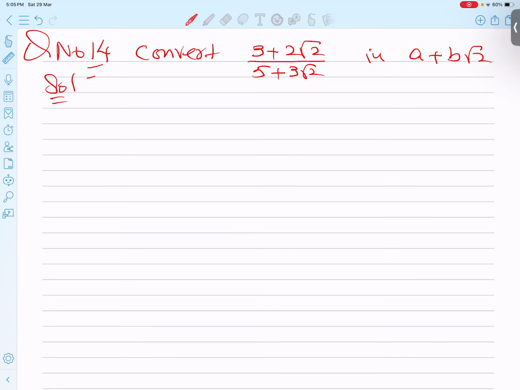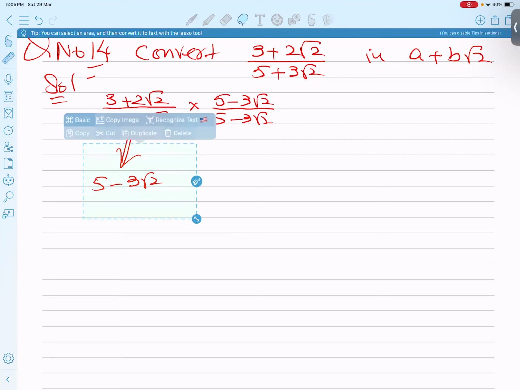So first of all, what is the method for this kind of question? Again, I will find the conjugate of the denominator, which is this one. So I will multiply up and down. So 5 minus 3√2 and 5 minus 3√2. I have done it. So this first part is done.